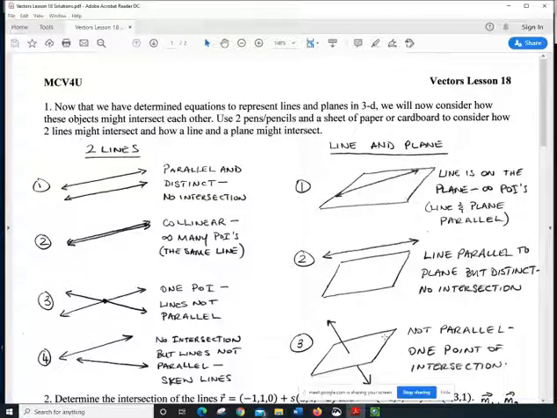Okay? So we see that this almost looks a little more like two lines in 2D. Whereas here, this has that extra bonus possibility in 3D that we did not have in 2D. All right, any questions on any of this?